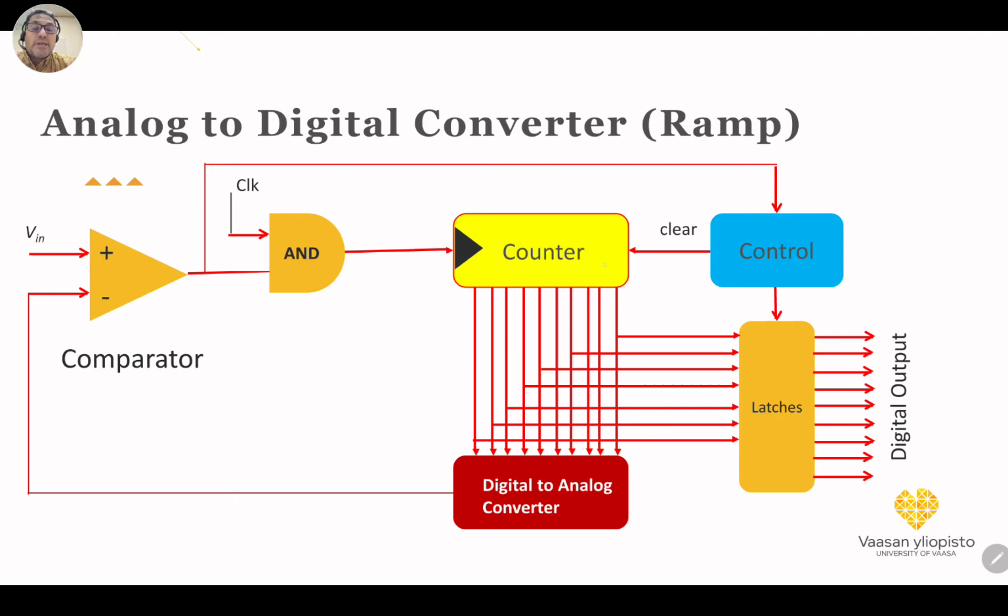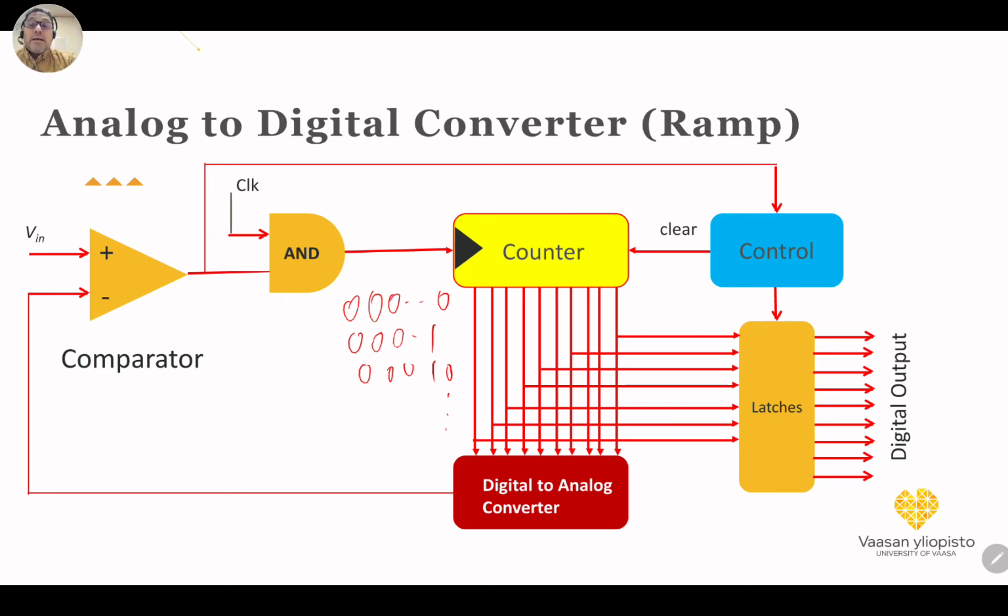We have a counter here. The counter is counting according to some sequence. Let's say it counts in a linear way, so it is, for example, 0 0 0, then 0 0 1, and then, for example, 0 1 0, and so on. So this counter will count every clock. Once it is toggled here every time, it will count one step more.